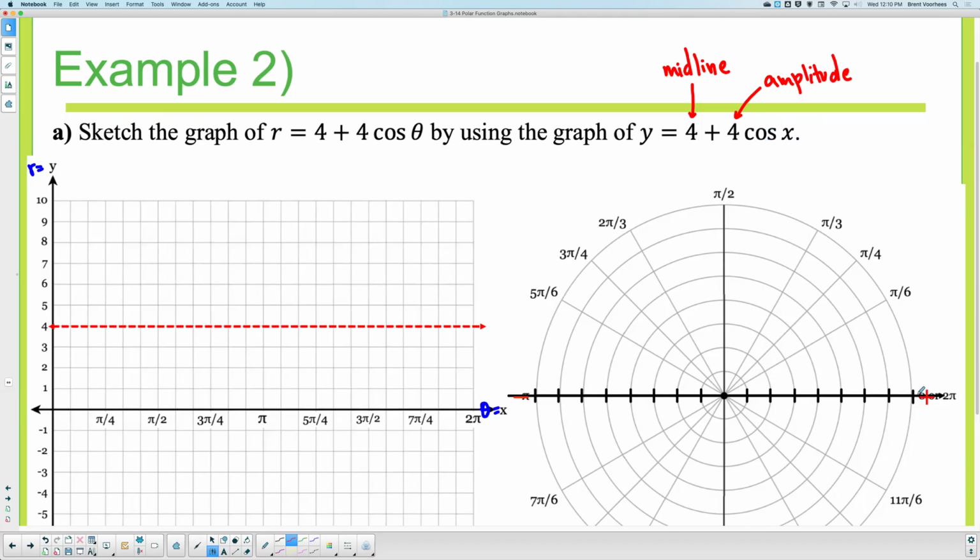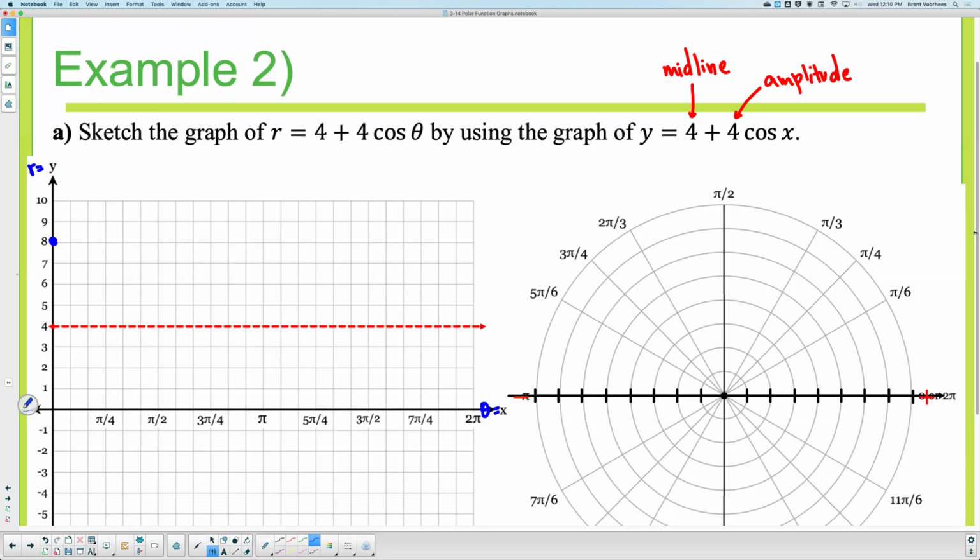Cosine is x. When you start here, is the x value on the circle, on a unit circle, the maximum, the minimum, or the midline for x? Max. Cosine's max is 1. So this will be 4 plus 4 times 1. What's 4 plus 4 times 1? 8. We'll begin at the maximum value, which is 8. Go over here, put a dot there.